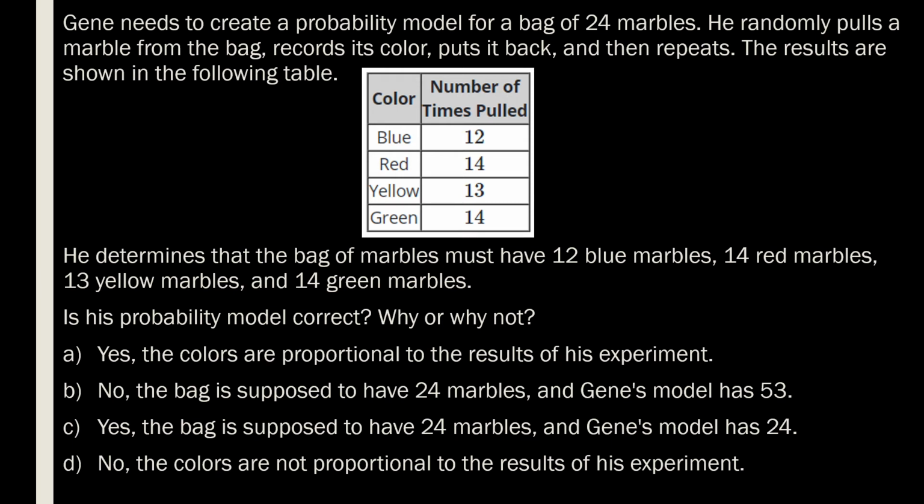So if you reread the first sentence, it says that the bag has to have 24 marbles, right? So if the bag has only 24, how can it have 12 blue, 14 red, 13 yellow, 14 green? That's way more than 24, right? So no, Jean's bag is supposed to have 24 marbles, like it says in that first sentence, but it actually has 53, which is what you get when you add all 4 of those together. So his method was almost there, but a little bit of tweaking was needed.